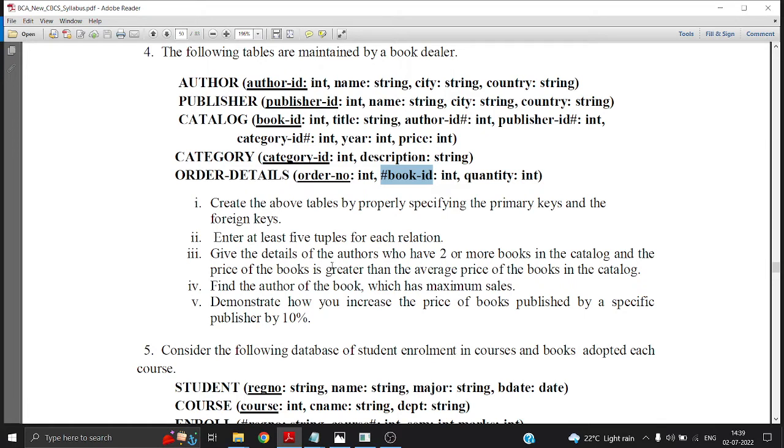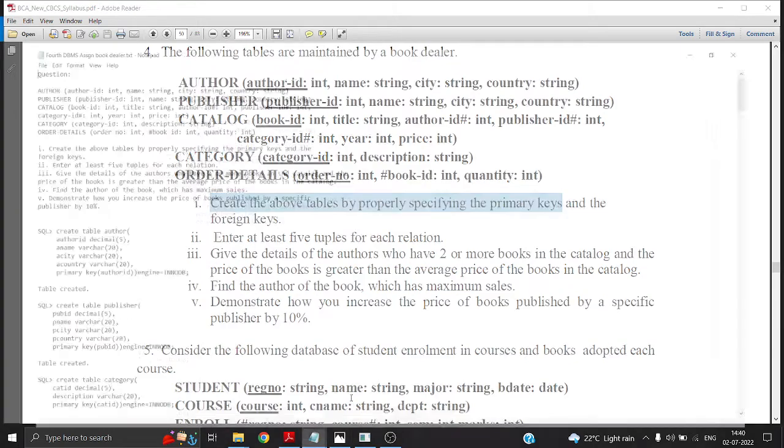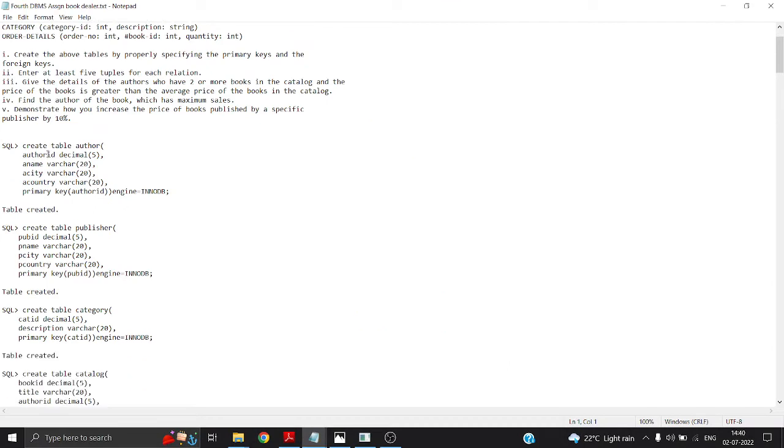After that, now according to this assignment, we need to look into the steps to be followed. Here, as usual, our first job is to create the tables by properly specifying primary key and foreign key. Now we have already identified primary key and foreign key. Our next job is to create the tables. So now let me show you the demonstration of how to create the tables. Now we will see one by one. The first table is about author.